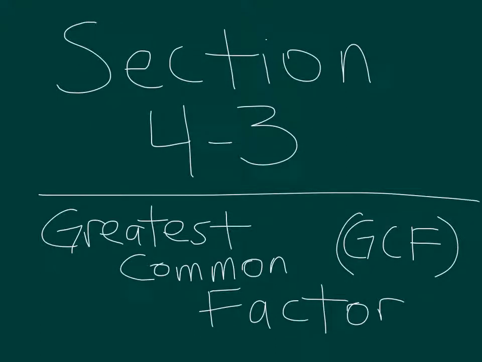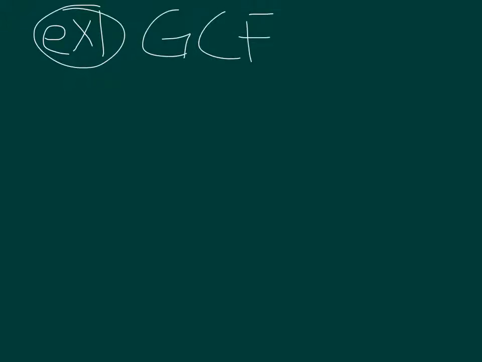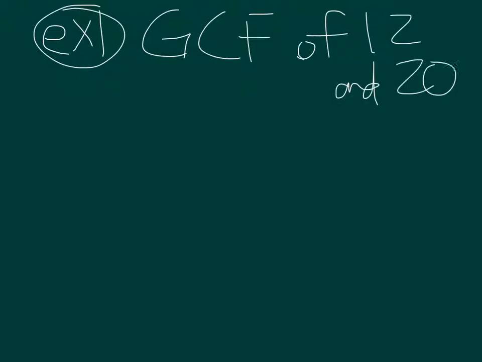Alright, this is section 4-3 on greatest common factor, the GCF. We're going to start with example number 1. Example 1 says find the GCF, greatest common factor, of 12 and 20.